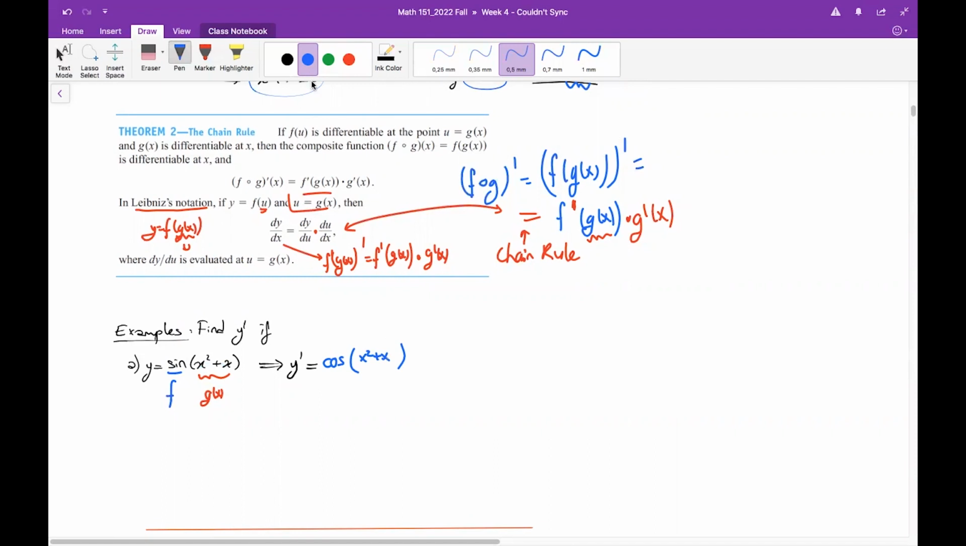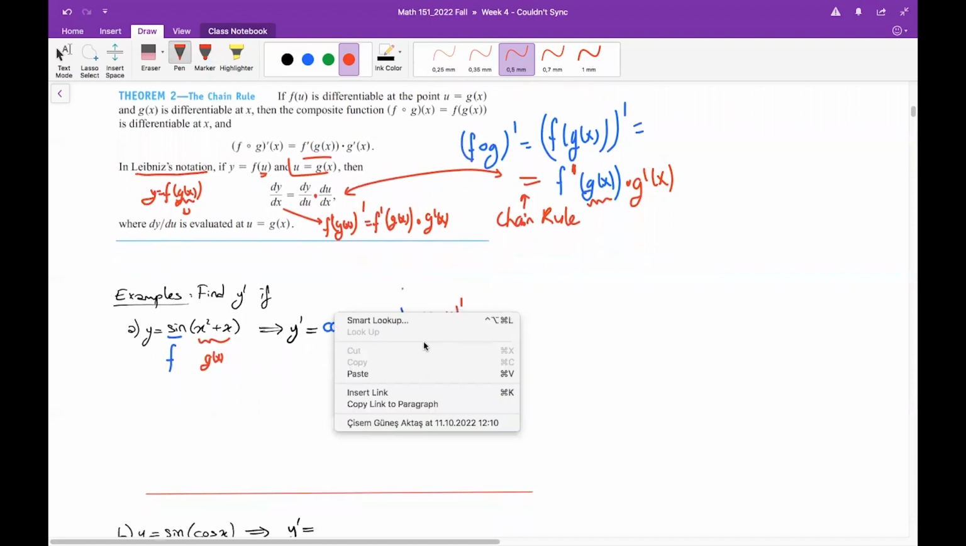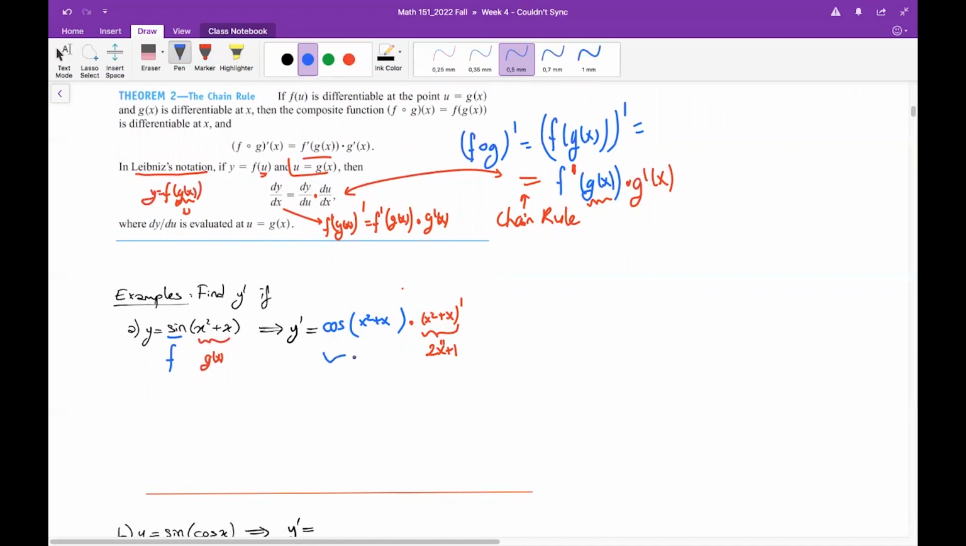Then the rule says what? Then multiply this with the derivative of the insider function. Okay, x squared plus x derivative. This is the derivative of the insider function, the derivative of g function, okay? And then you can easily find the derivative of this part. This is a polynomial and the derivative of it is like this. So now if you want to fit this computation to this rule, this part is f prime of g of x, you know? And this part is g prime of x, where g is this insider part. Okay, the rule works like this.